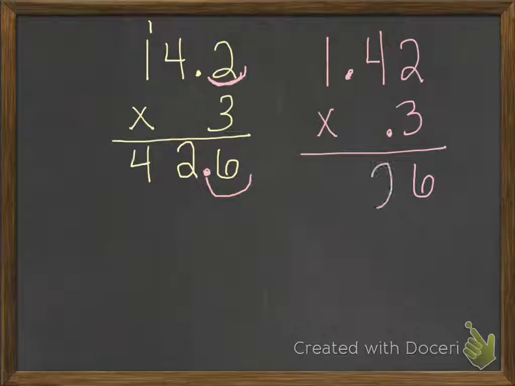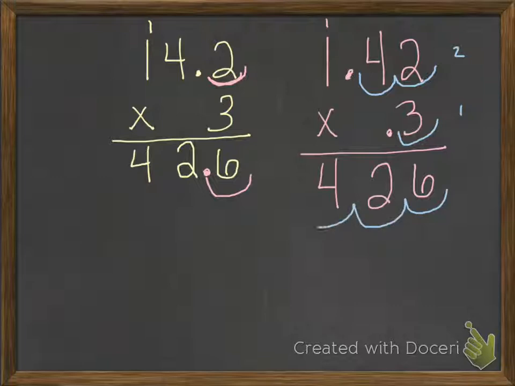3 times 4 is 12. Keep the 2 and regroup the 1. 3 times 1 is 3, plus 1 makes 4. Notice it's the same digits as the first problem. However, we now need to take care of our decimal. Again, we count how many spaces are on the right-hand side of the decimal. That's 1 space, 2 spaces, and then down in the bottom we have an additional space. That gives us a total of 3 spaces. In my problem, I'm also going to count 3 spaces. 1, 2, 3. My decimal place will go before the 4.